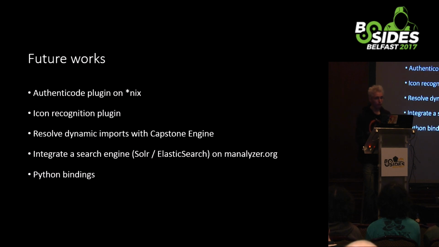A few words about future work. The thing I would like to do most is getting that Authenticode plugin to work on Unix. I would like to work on icon recognition. So if, for instance, an executable file has a PDF document icon, I think this is something we can detect automatically and raise alerts for very quickly.